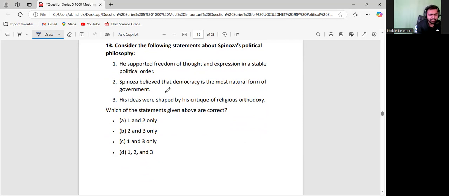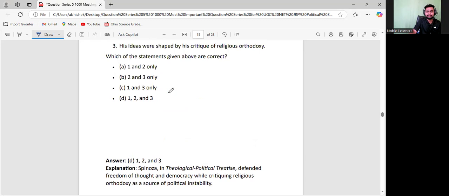Now the second one: Spinoza believed that democracy is the most natural form of government. His ideals were shaped by his critique of religious orthodoxy. Try to answer this question first, and then I'm going to answer it. Actually, you'd be surprised. All three statements are correct in this one, all of them.